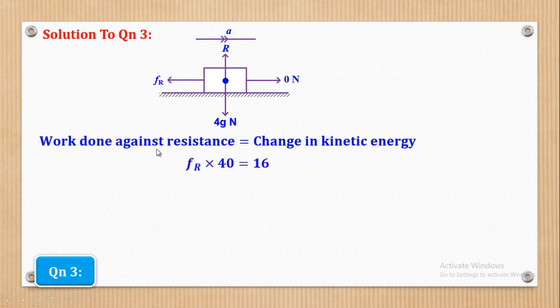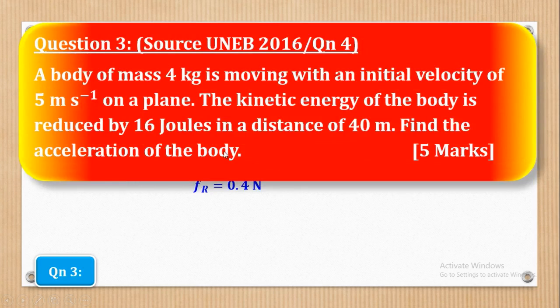So work done against the resistance is equal to resistance times the distance moved, which is 40 meters, will be equal to change in kinetic energy, which is 16 joules. And when I make Fr the subject, I come up with my resistance being equal to 0.4 newtons. But remember, in the question they want us to find the acceleration of the body.